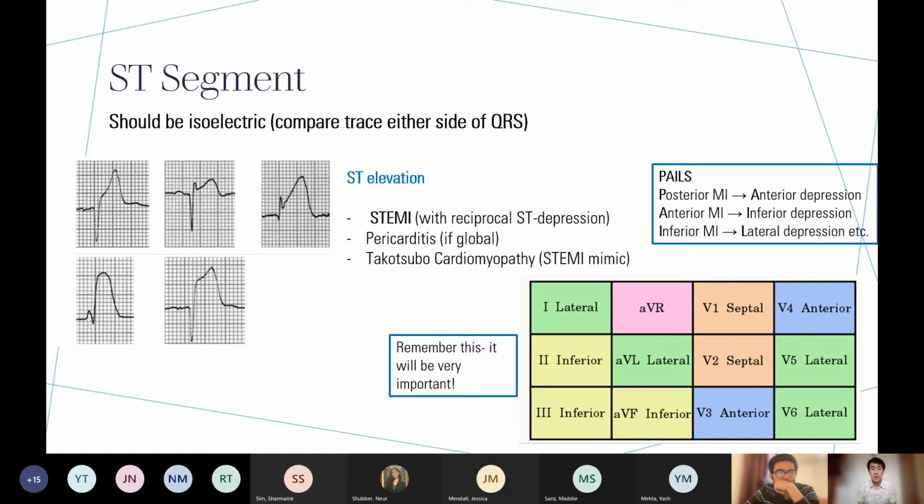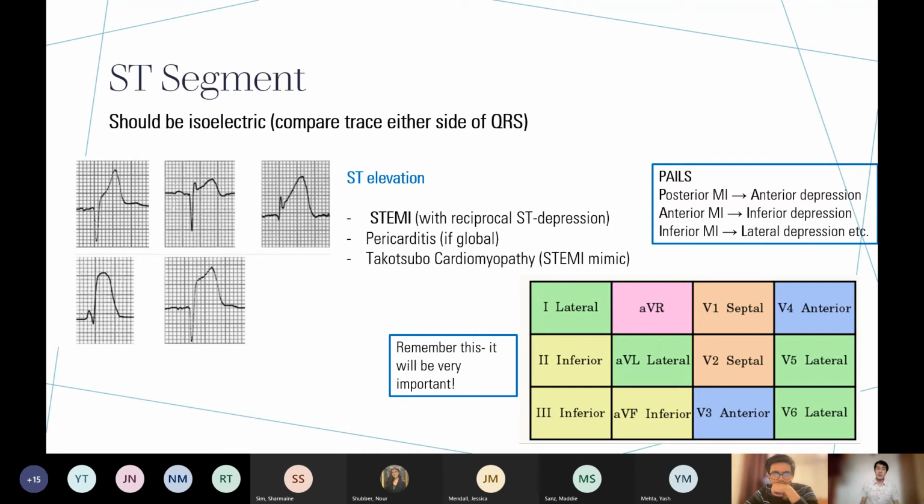You can also see it in pericarditis if you have global ST elevation, so all of the lead groups have ST elevation. And Takotsubo, weirdly, can also mimic STEMIs, but don't worry about that. Here are the lead groups. Remember how you could generate them with the limb leads. It makes it so much easier.